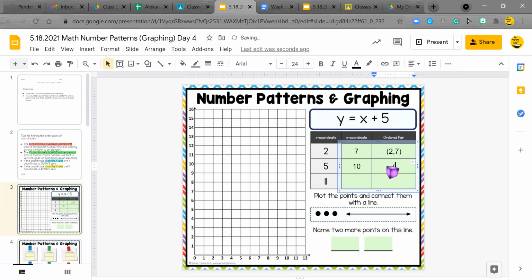It is 10. So my coordinate pairs are? Yes, thank you, you guys. It is 5, 10. And then 11 plus 5. Yes, you guys, it is 16. My coordinate pairs are 11, 16. Great job. Now we take these points and we plot.